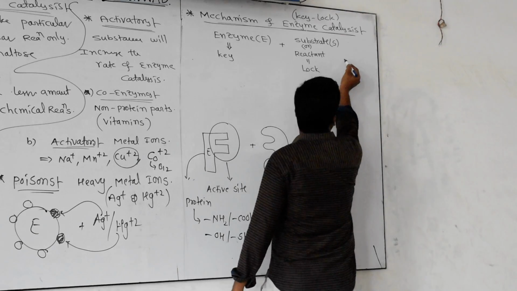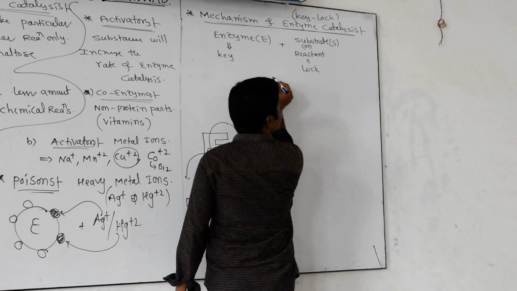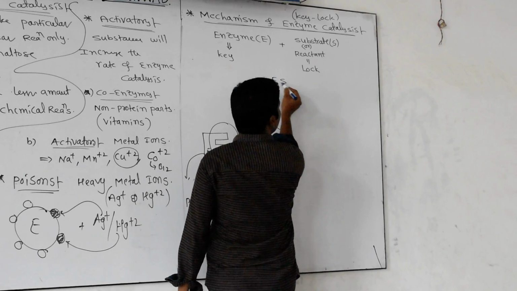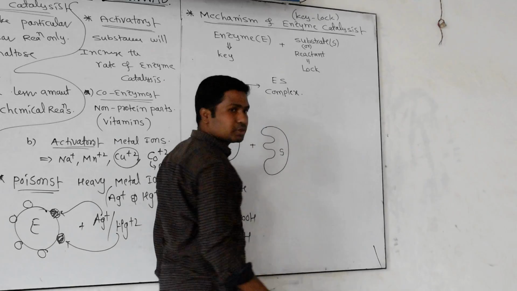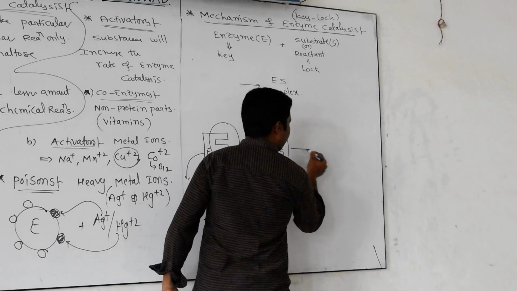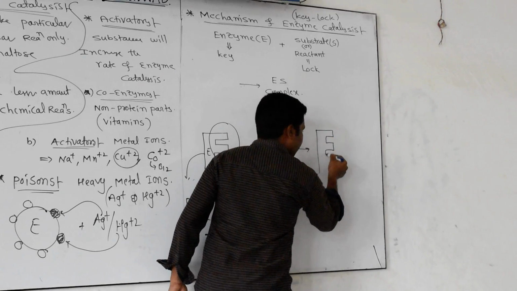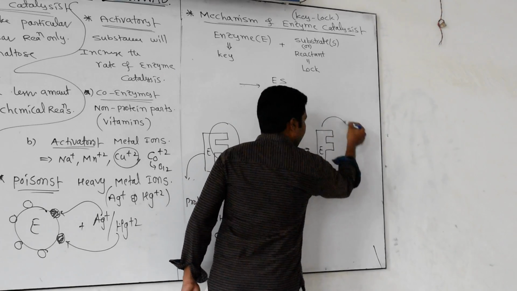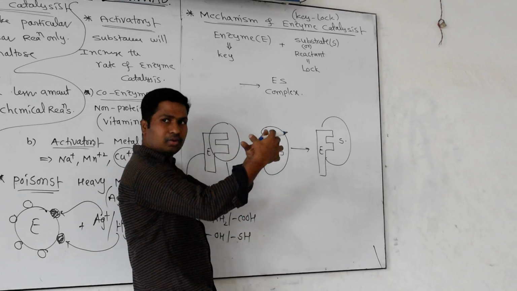Then we get an intermediate, the enzyme substrate ES complex. ES complex, enzyme substrate complex, we are getting. How it is, I will explain to you, see carefully. You take like this, a key will be there, like the enzyme. Here what will be coming? The substrate will be there. Yes, you take one into the other.